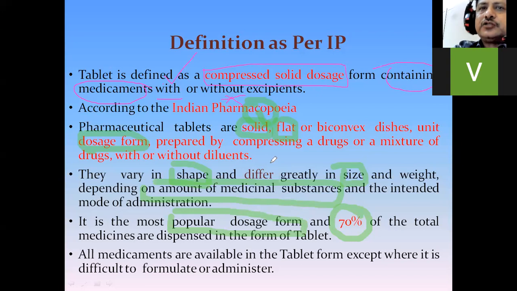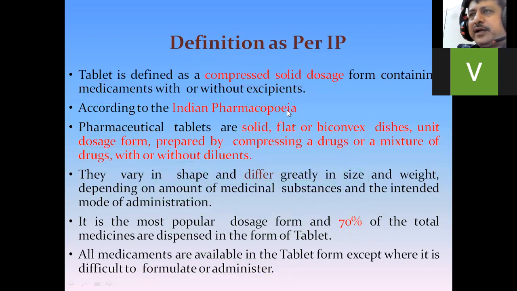All the medicaments are available in the form of tablets, except where it is difficult to formulate or administer a tablet. So until and unless there are certain formulation or administration problems, you will find that many medicaments are given in the form of the tablet dosage form, and that is the reason 70% of the medicines dispensed are tablets. So I hope this is clear up to this point.